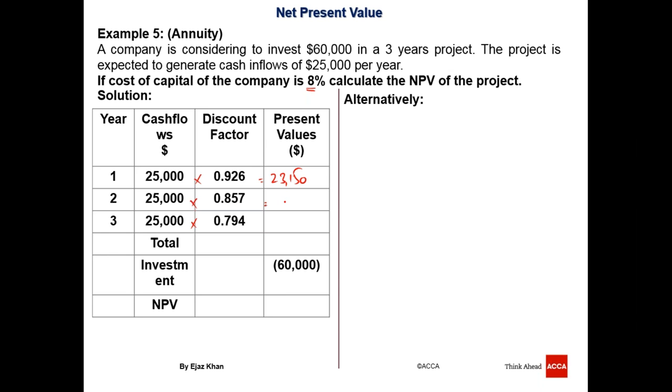What's next? 21425. And what's next? 19850. And what's the total? Total of these three. Quick enough. Which of the two is correct? Okay, 64425. So it means it's a $4425 positive NPV.